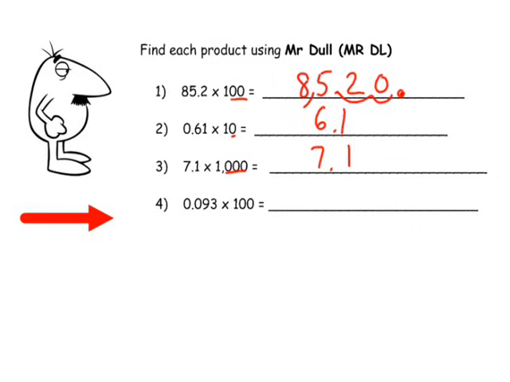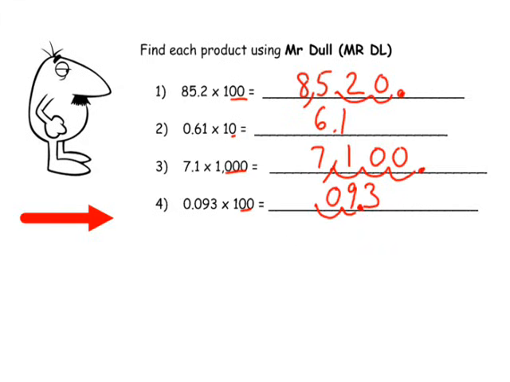1,000. There are 3 zeros in our power of 10. I'm going to move the decimal 3 to the right. 1, 2, 3. Now here you'll notice we need to add some zeros. So it's 7,100. Our last example, we have 93 thousandths, 0.093. We're multiplying it times 100. There are 2 zeros. So I'm going to move my decimal, since we're multiplying, to the right. 1, 2. It'd be 9.3, 9 and 3/10.